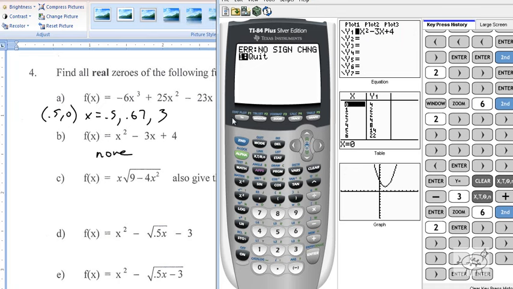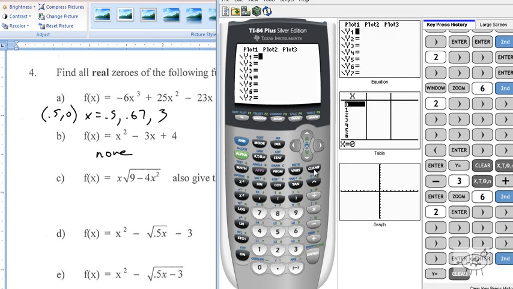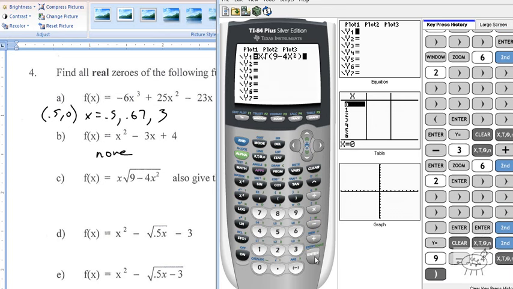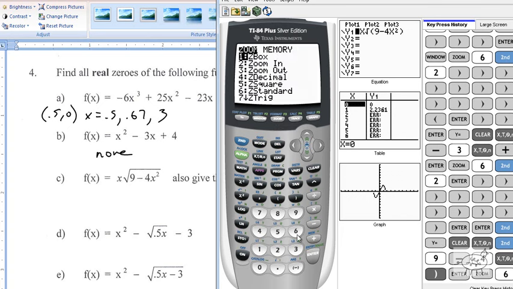Okay, so I get y equals x times the square root of 9 minus 4x squared. Close your parentheses. Okay. And this is also give the domain and the range for this problem too. So remember, domain is your x values, range your y values. Alright, so let's do zoom 6.